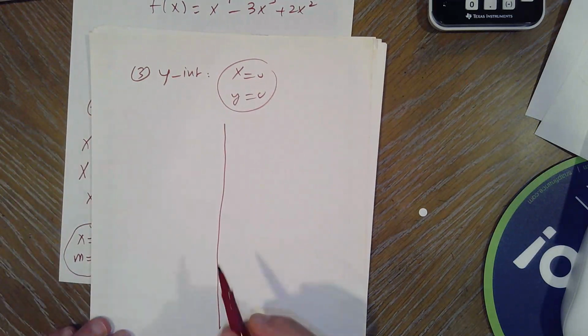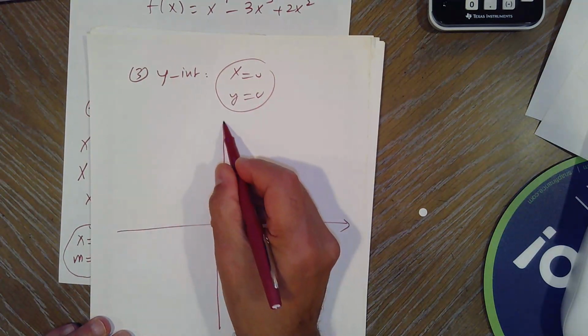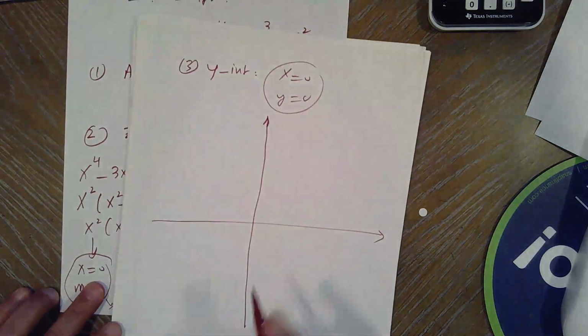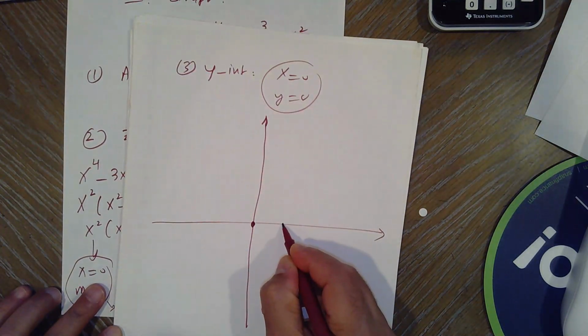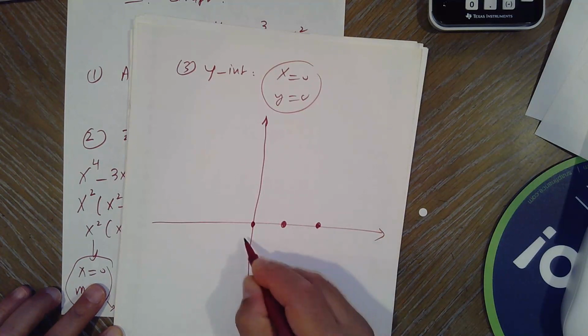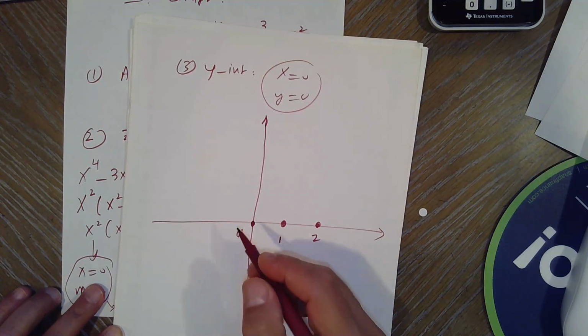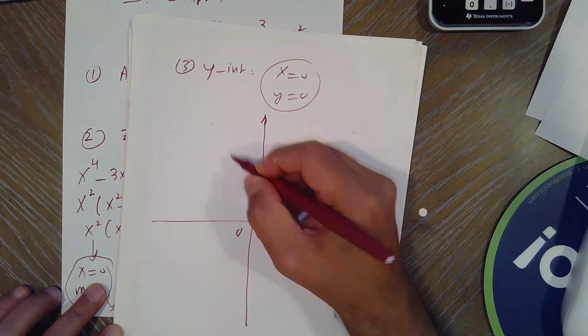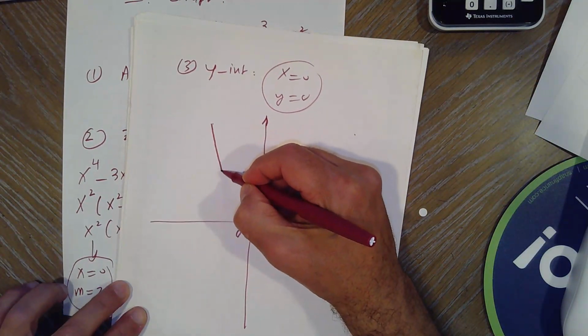So to graph it, let's label the zeros: 0, 1, and 2. It's going to go through 0, 1, and 2. Now it's going to start here and end there. So starting here, it's going to come to 0, 0 and bounce off at 0, 0. We know that.